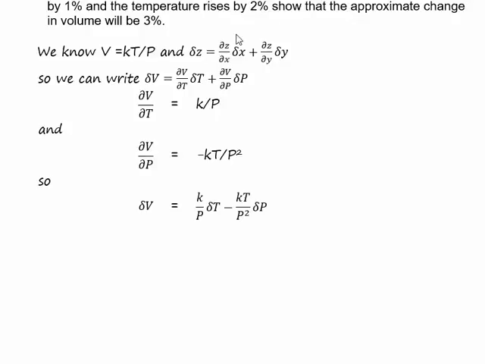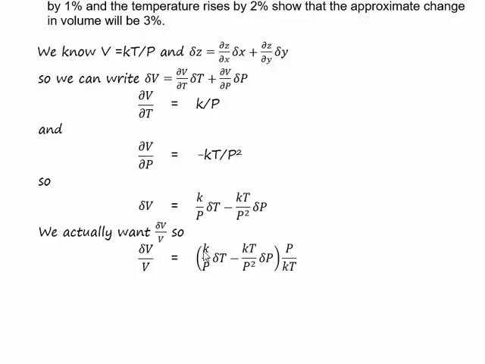Now, because we've been given the data in terms of percentages, what we want is actually delta V over V. So I'm going to divide the left hand side by V, and I'm going to divide the right hand side by KT over P, which is actually the same as multiplying it by P over KT. So for the first term I've got a K and a P, I've got a K and a P there, so they'll cancel, giving me delta T over T. And for the second term I've got a K and a T there and a K and a T there, I've got a P there and a P squared there, so I'm going to get minus delta P over P.